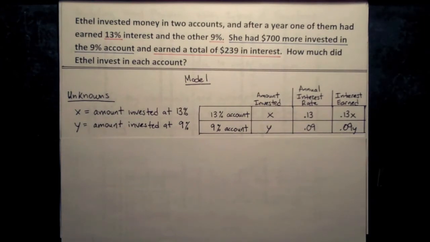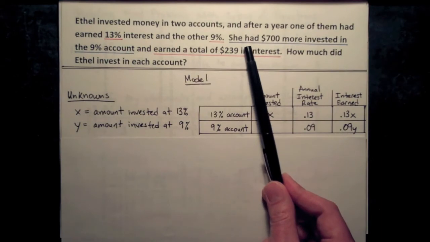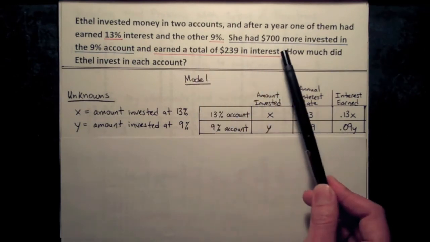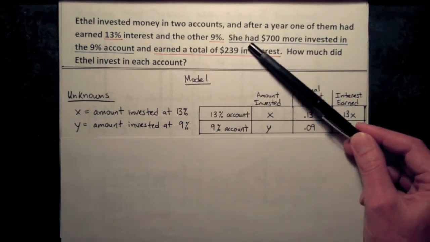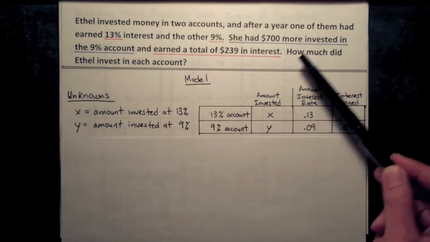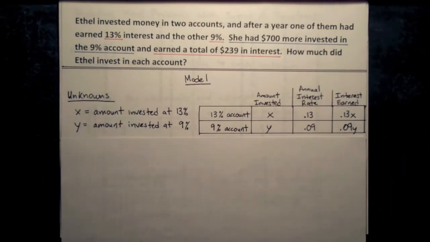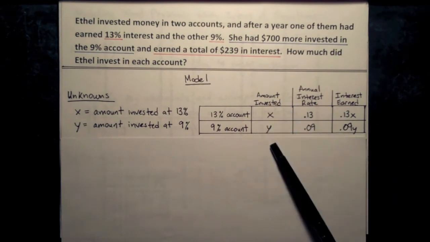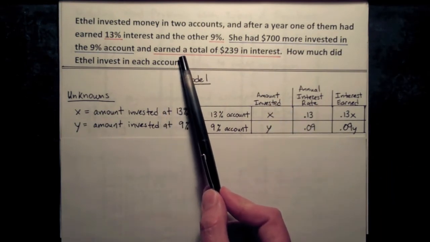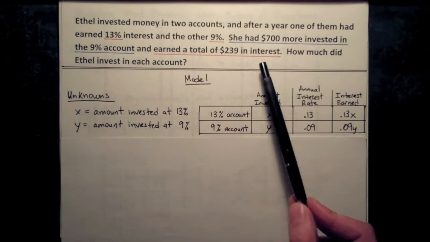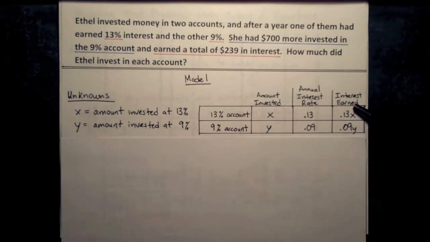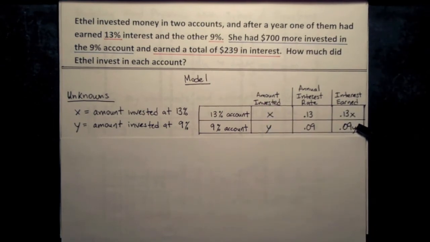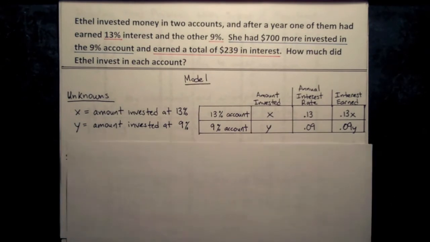Notice the two key statements that we're given. I've identified them here and underlined them. The first one says that she had $700 more invested in the 9% account. That's a statement about the amounts invested. The second statement says that she earned a total of $239 in interest. That's about the interest earned. So let's look at how we set up those two equations.